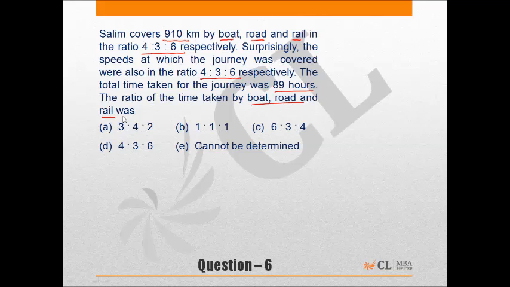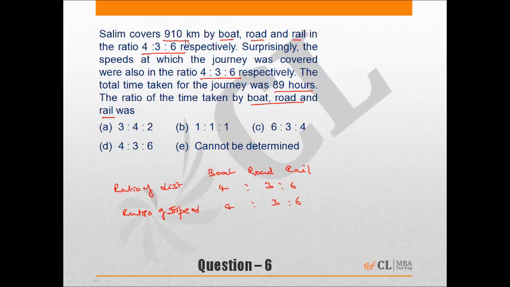The first thing here is we have been given the ratios. Two ratios have been given. The first is the ratio of distance. Ratio of distance for boat, road and rail is 4:3:6. This is the ratio of distance which has been given for boat is to road is to rail. And we are also given that the ratio of speeds for boat, road and rail is 4:3:6. So what is the ratio of time taken by boat, road and rail?